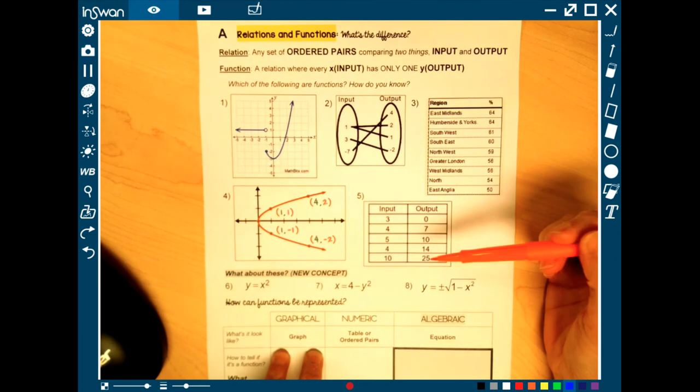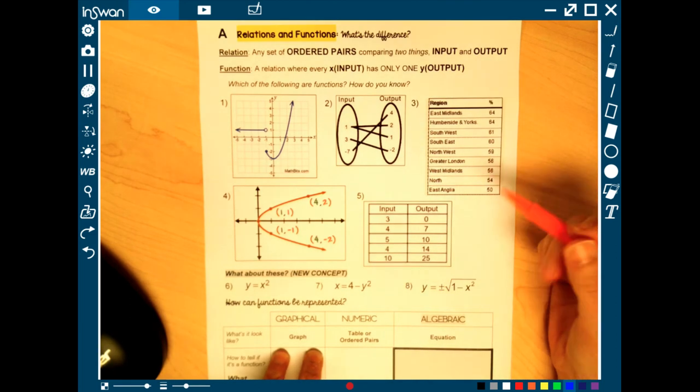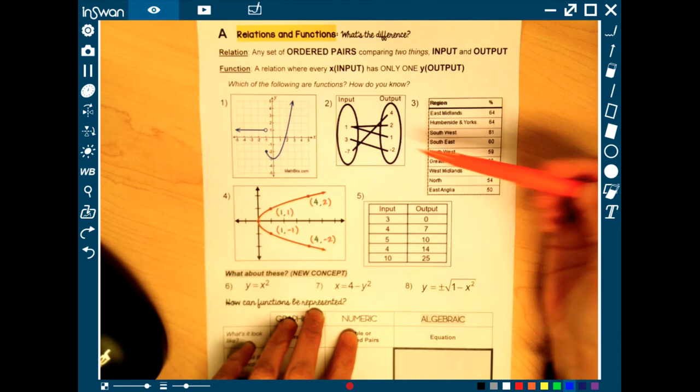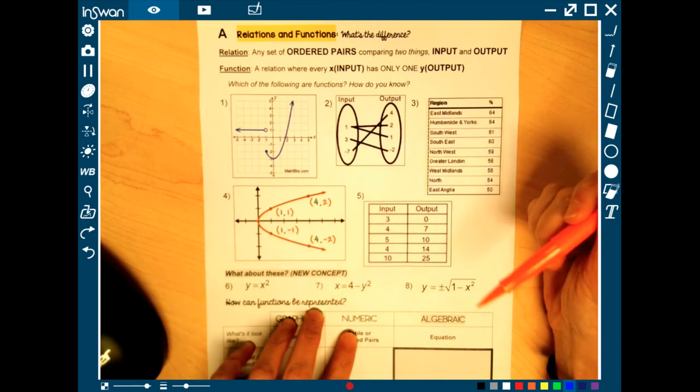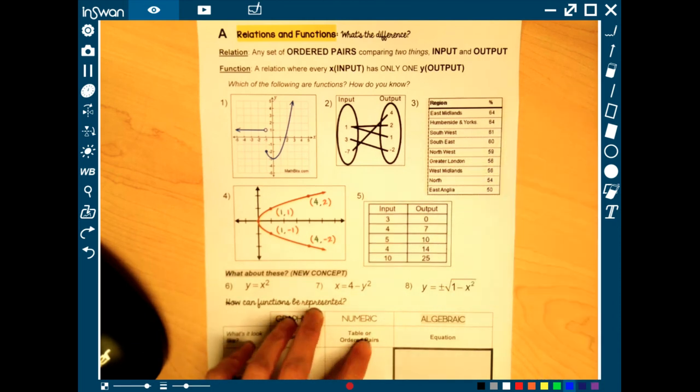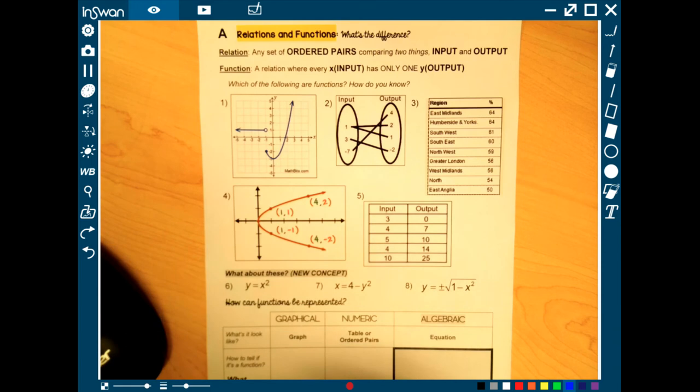So let's go ahead and take a look at these. If you want to pause the video and try for yourself. Otherwise, I'm going to go through each of these one at a time and just review with you whether or not it is a function. So I will circle it in green if it is and cross it out in pink if it's not.